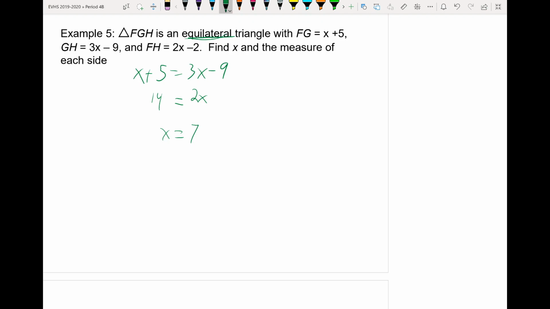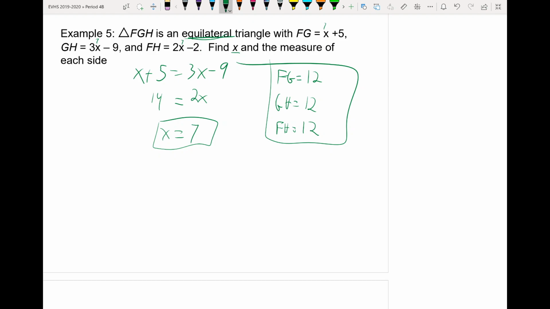It's not what you got? Okay, so we asked for x. It also wants the measure of each side. So we're going to do FG is, well, 7 plus 5 is 12. GH is 3 times 7, and 3 times 7 is 21, minus 9 is 12. Good. They come out to the same. And FH, 2 times 7 is 14, minus 2 is 12.